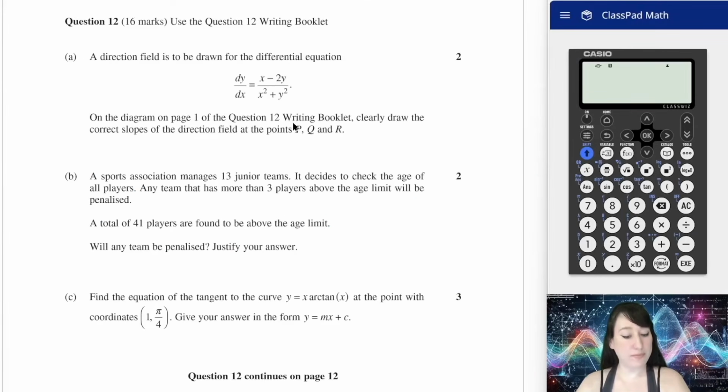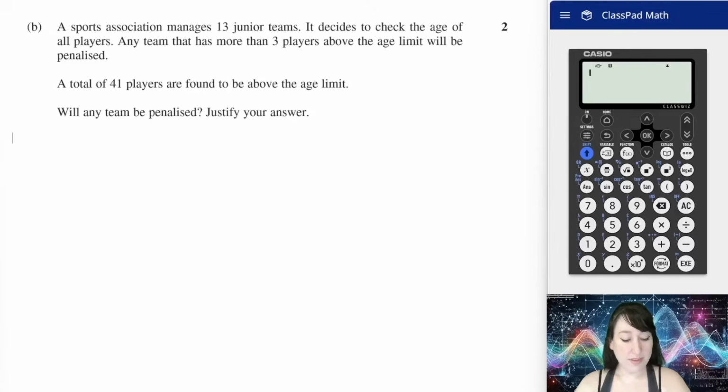Question 12b. A sports association manages 13 junior teams. It decides to check the age of all players. Any team that has more than 3 players above the age limit will be penalized. A total of 41 players are found to be above the age limit. Will any team be penalized? Justify your answer. Okay, you may recognize this as an application of the pigeonhole principle.